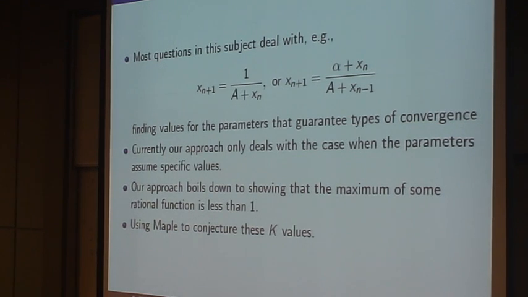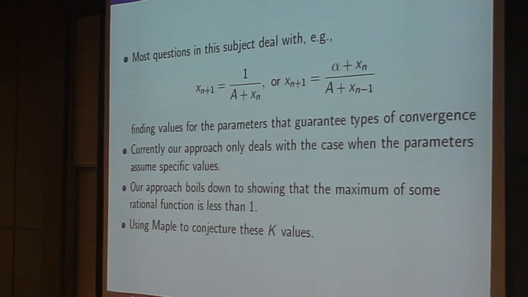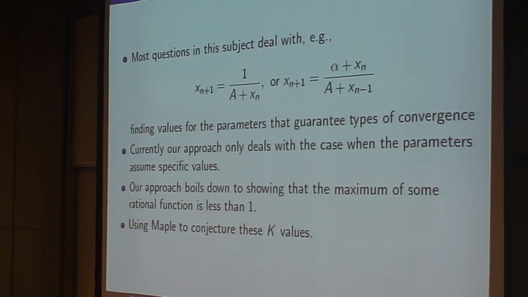So I have mountains of code on my website if anybody wants to check it out, to conjecture these K values and to go through a lot of different parameters. Our technique right now is to look at one of these, check a whole bunch of parameters and say, okay, well, K is 5 for most of them, so let's try K equals 5 for the general case.